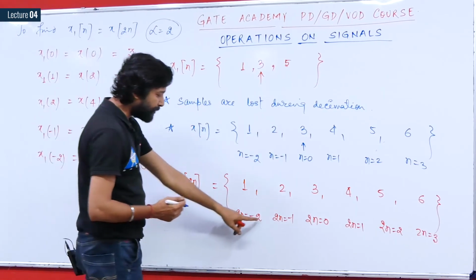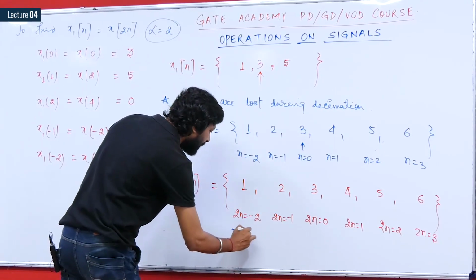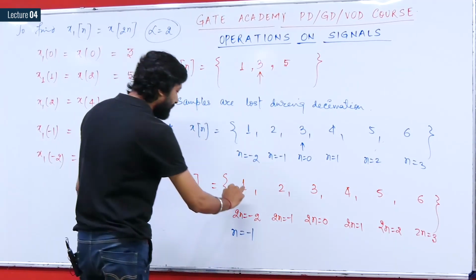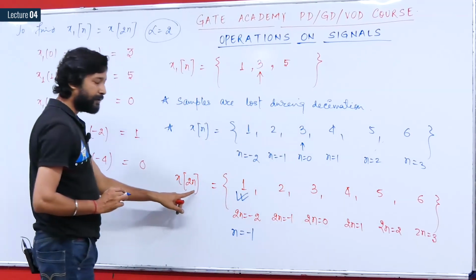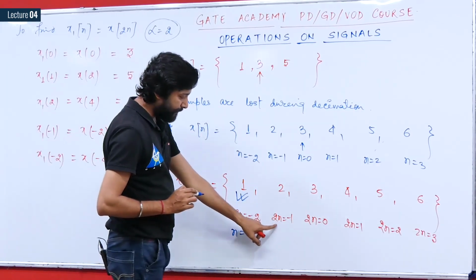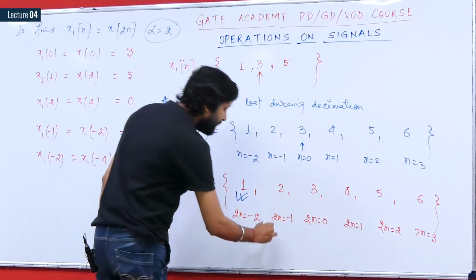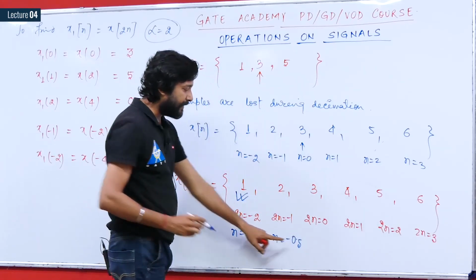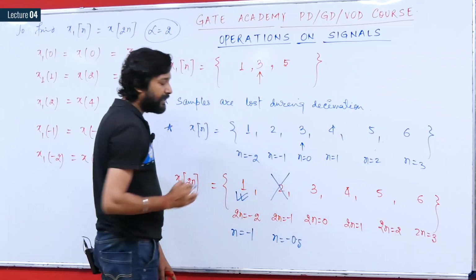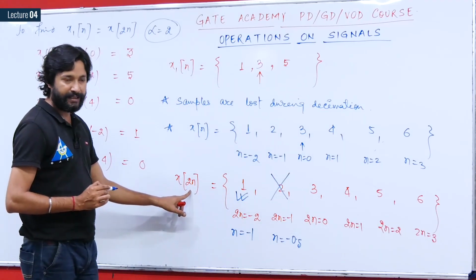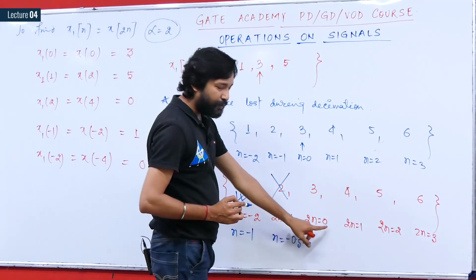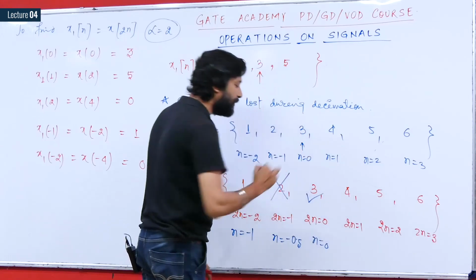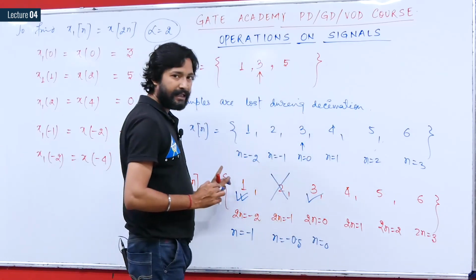So if 2n equals to minus 2, then n equals to what? n equals to minus 1. Now as this is an integer, this value will come in signal x of 2n. But if 2n equals to minus 1, then n equals to what? Minus 0.5, which is not an integer. Therefore this value will not come in your signal x of 2n. Similarly, if 2n equals to 0, then n equals to 0, which is an integer, so this value will be contained in signal x of 2n.